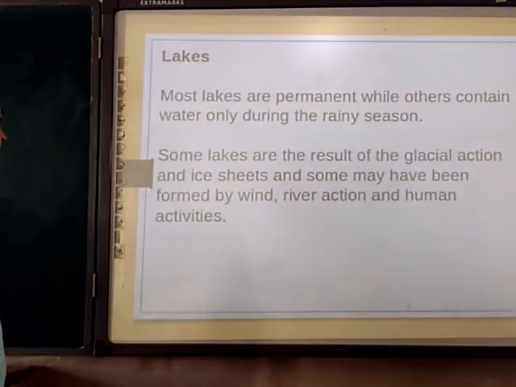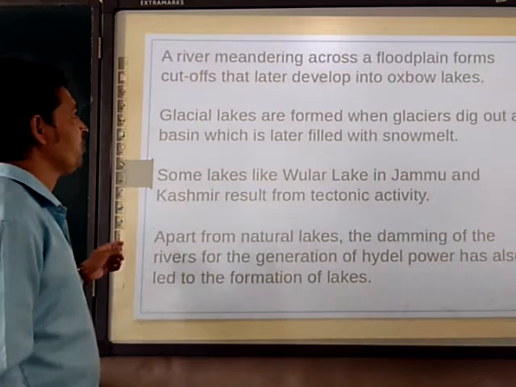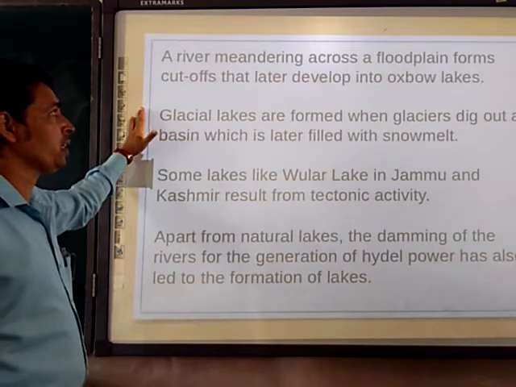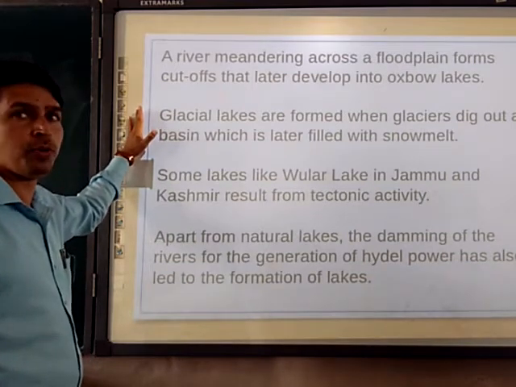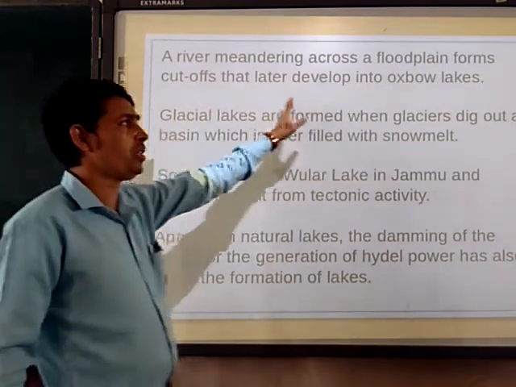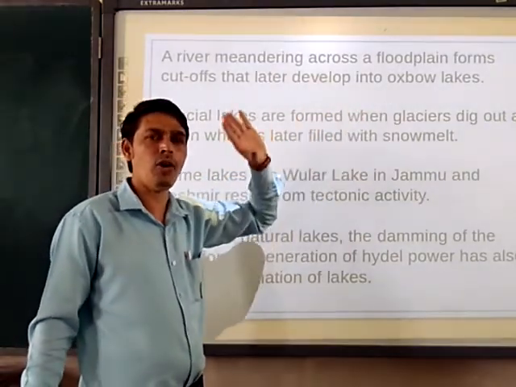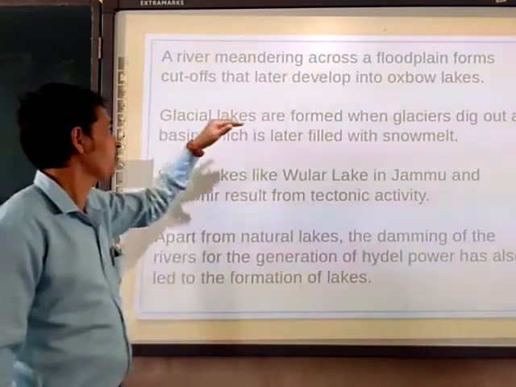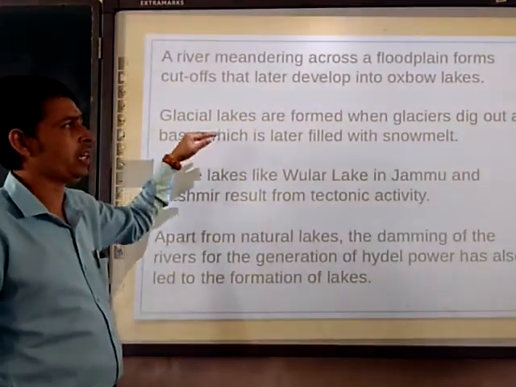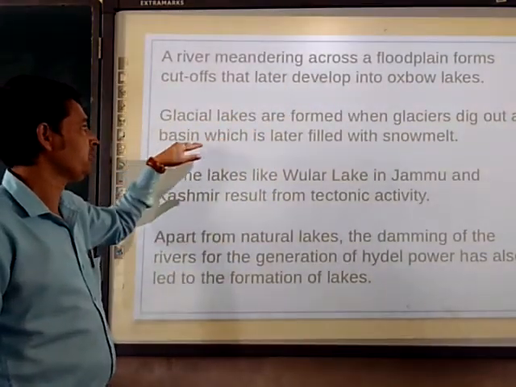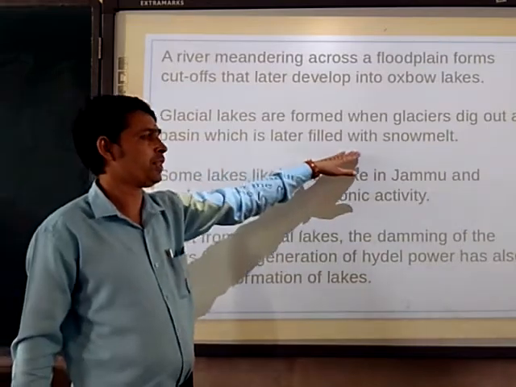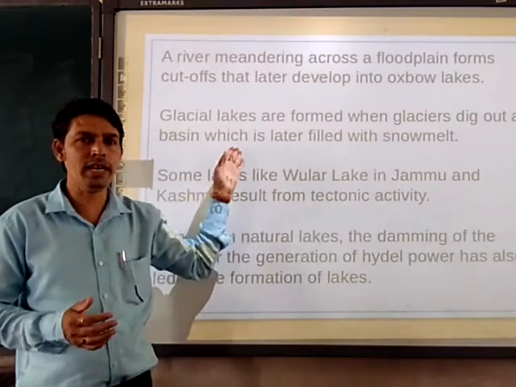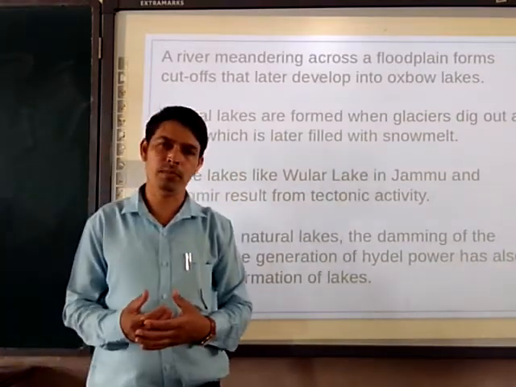The next, a river meandering across the floodplain forms a cutoff that later develops into an oxbow lake. So here the formation of the oxbow lake, how the oxbow lakes are forming, has been stated. The next, glacial lakes are formed when the glacier digs out a basin which is later filled with the snow melt. When the snow melts, with the glacier activity, the lake is formed.